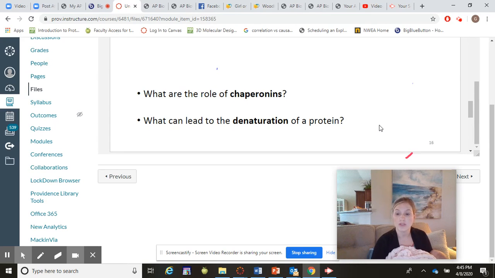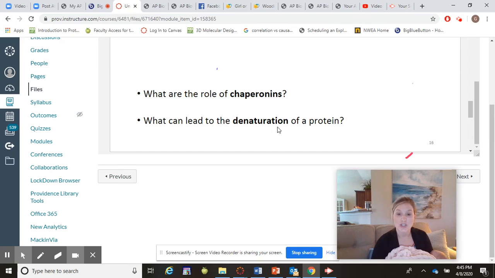Chaperonins are molecules that help guide the folding of the proteins. So if we were doing that protein folding activity, then I guess your hands would represent the chaperonins that were helping guide the different R groups to interact with each other.